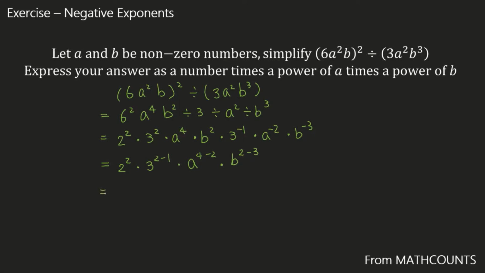Okay. Next, let's simplify. 2 squared is 4. Multiplied by 3 raised to the power of 1, which is 3. Multiplied by a squared. Multiplied by b raised to the power of negative 1. And this whole thing becomes 12a squared b raised to the power of negative 1. And this is our final answer.